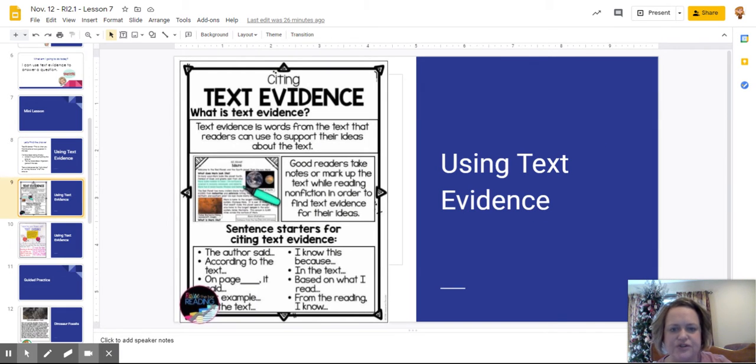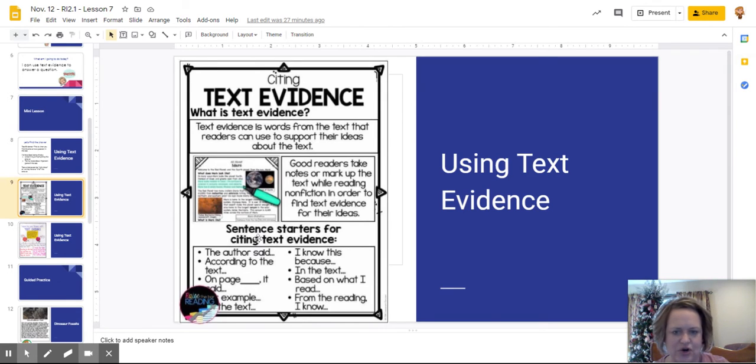It says good readers take notes and they mark up the text while reading nonfiction in order to find text evidence for their ideas. And it shows you right here how they are highlighting parts of the passage. A day before yesterday, I talked about always highlighting those bold words. Those are the vocabulary words that they want you to know, and highlighting the whole sentence that has that bold word in there so you can figure out what it means.